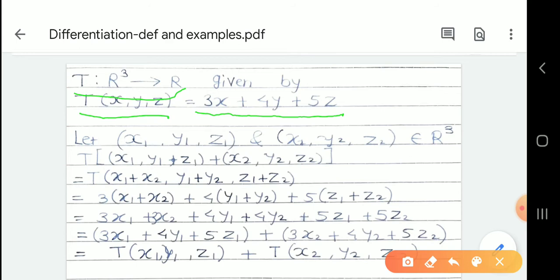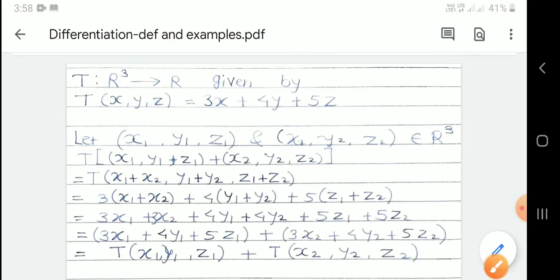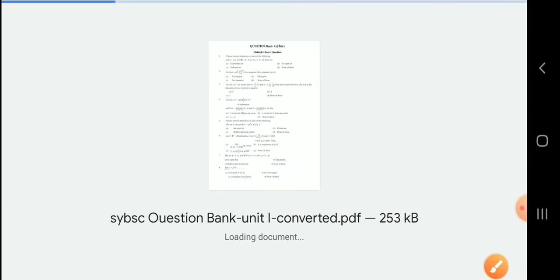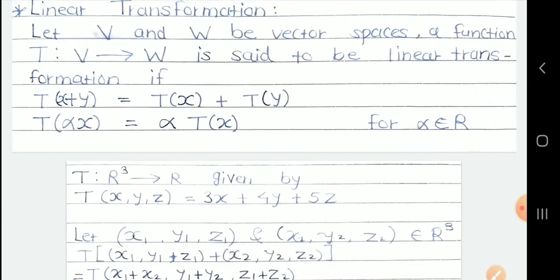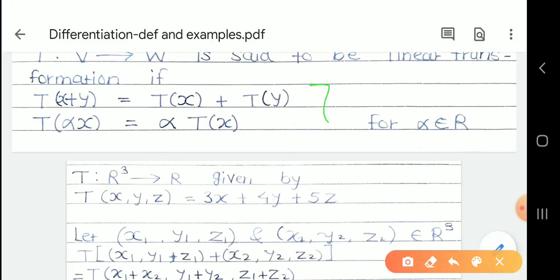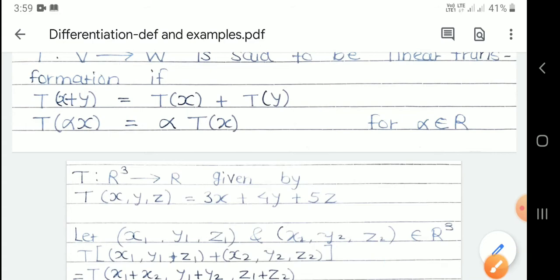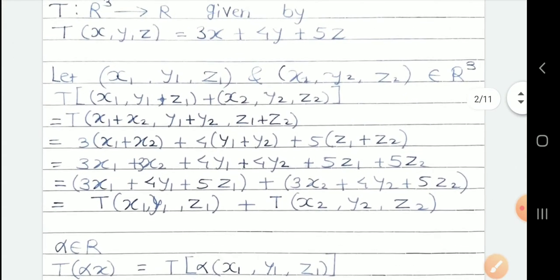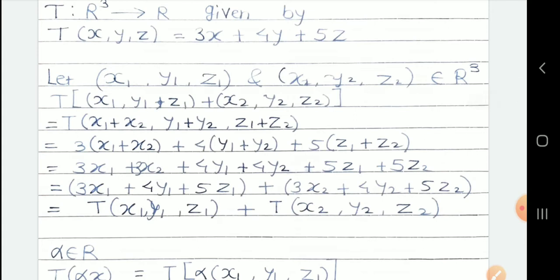Okay, if this function is a linear transformation, that means we have to prove these two properties, T(x + y) and T(αx). If this function T satisfies these two properties, then the function is a linear transformation. So we go for the solution for this.